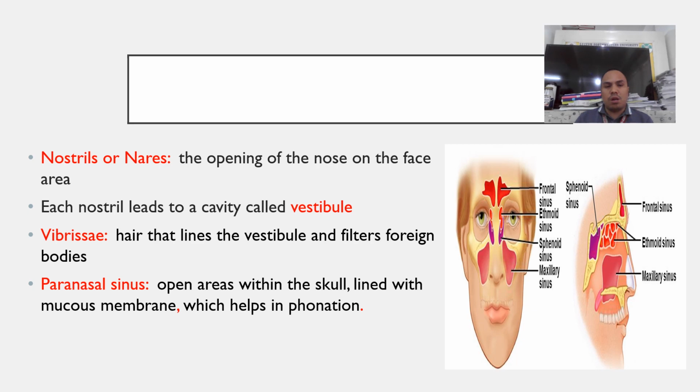Now let's proceed to the nostril or nares. That is the opening of the nose on the face. Yan yung ating nostril or nares, yung butas ng ating ilong. Each nostril leads to a cavity that we call the vestibule. Okay? And then vibrissae, that is the hair that lines the vestibule and filters foreign bodies. So yung buhok dun sa loob ng ating ilong. And then we have the paranasal sinus, that is open areas within the skull lined with mucous membrane which helps in phonation. So eto, kung makikita natin yung picture on the left side of the screen. So yan yon. So the nostril or nares, we have the vestibule, vibrissae, and then the paranasal sinus.